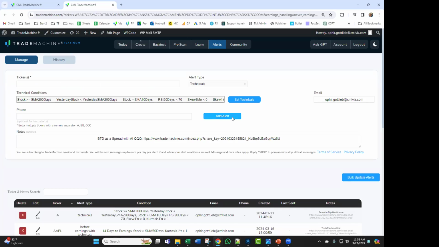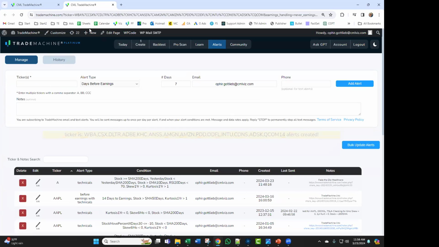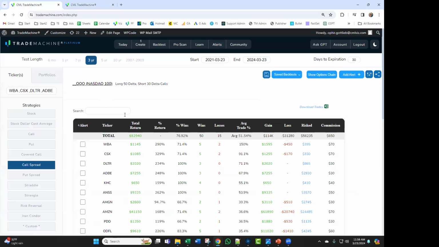So I've just added 15 alerts. Now what you should be thinking is, I wonder how this did in financials. I wonder how this did in energy. I wonder how this did in healthcare. Right? That's the effort. It's not that hard, but it is effort. I'm not going to do that for you.